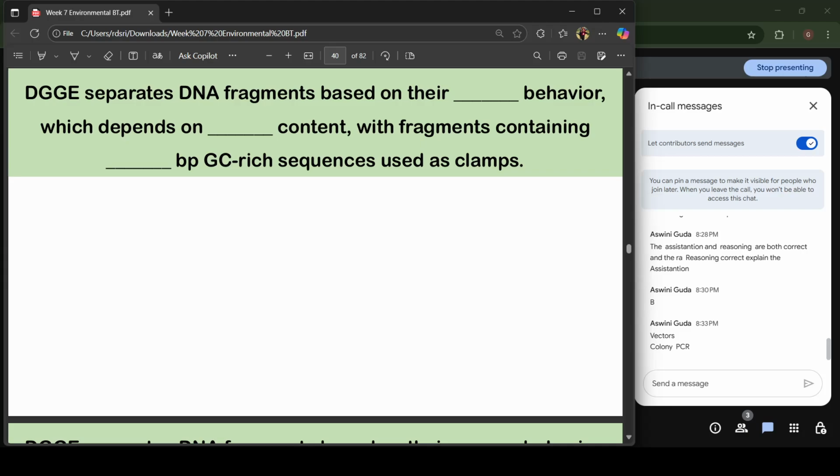The next question is DGGE separates DNA fragments based on their dash behavior. The exact word we have seen in one of the previous questions is repeating. And the third blank is about the number of base pairs, which we saw in one of the match the following questions. This is just to test your memory without any options.